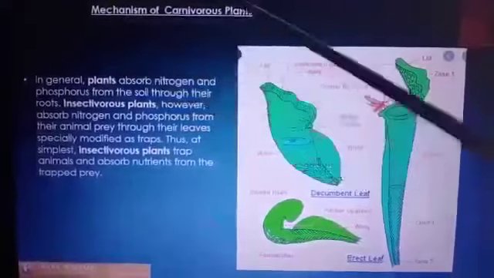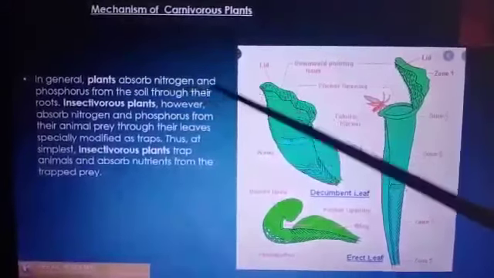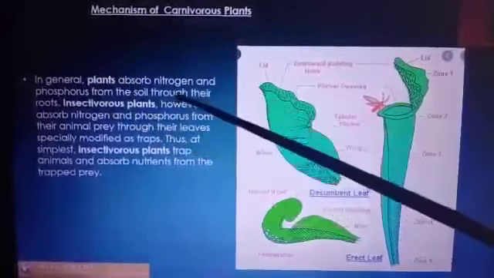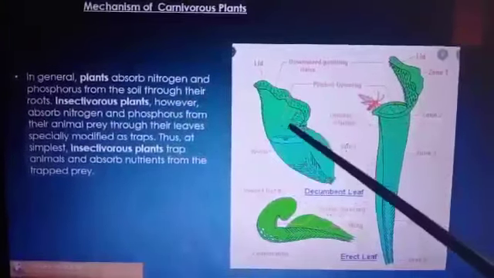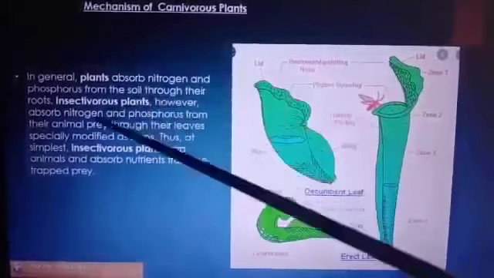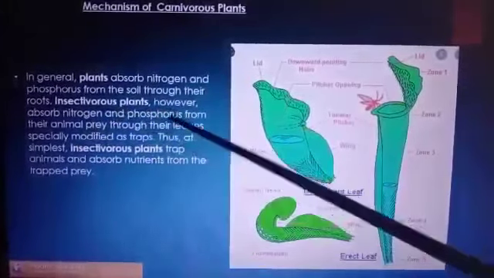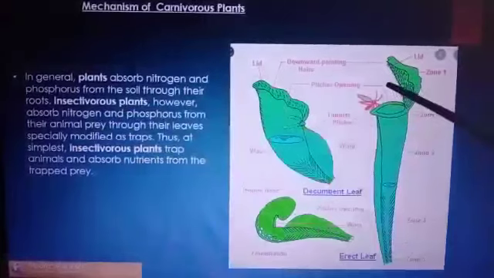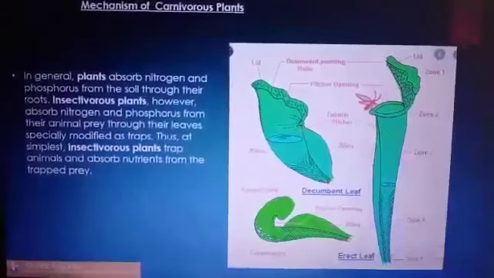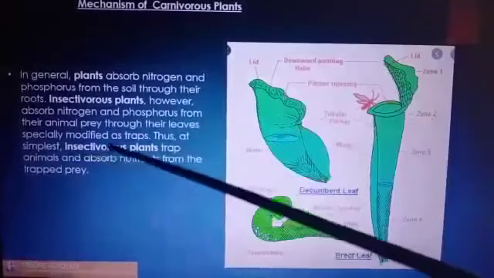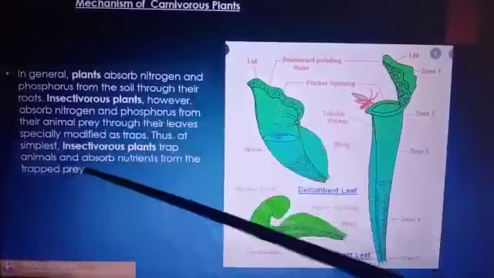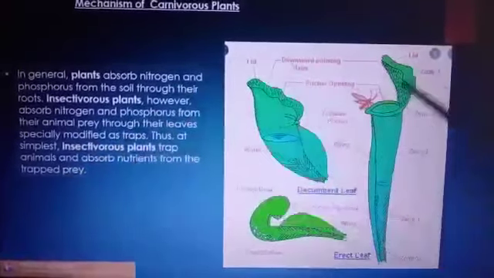Plants in general, normal plants, absorb nitrogen and phosphorus from the soil through their roots. But in the case of these plants which we are discussing, insectivorous plants absorb nutrients and phosphorus from the animal prey, in their modified leaves, which we call traps. At the simplest, insectivorous plants trap animals and absorb nutrients from these insects.